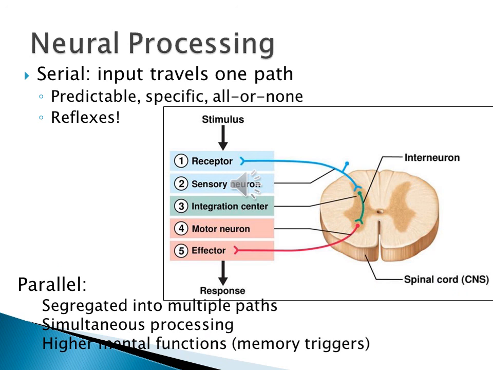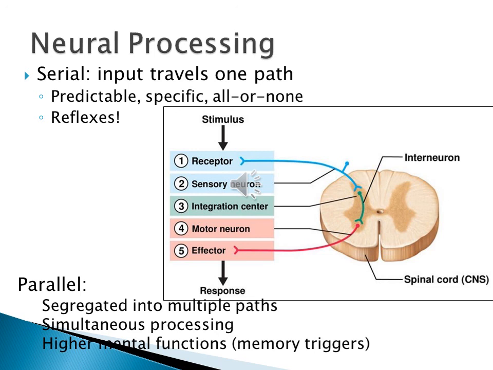And last but not least, we have our neural processing. We have 2 ways that the processing of input information occurs. We have serial processing, where the input travels along one path to a specific destination. It's predictable, it's specific, it's all or none, and it's our reflexes. So they're rapid and automatic. This is that reflex arc with its 5 components: receptor, sensory neuron, CNS integration center, motor neuron, effector, and that's what you see here. 5 steps, quite predictable, one path straight through.